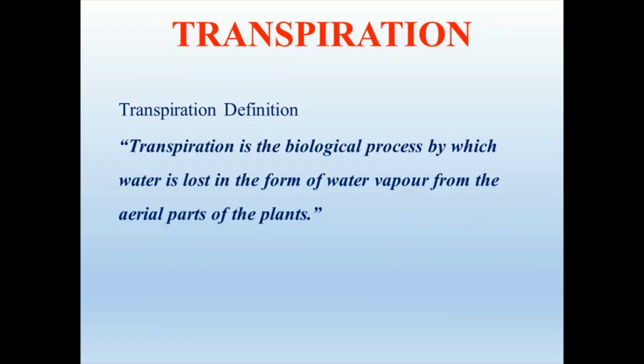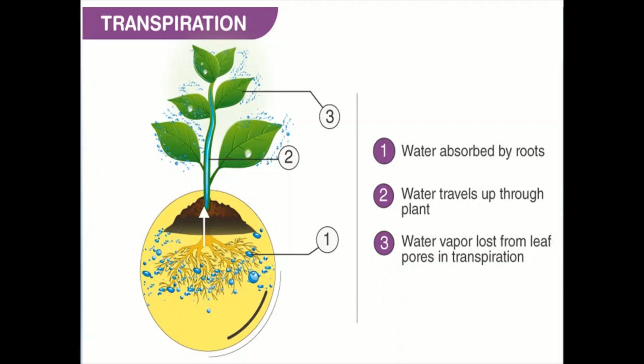Let us define transpiration. Transpiration is the biological process by which water is lost in the form of water vapor from the aerial parts of the plant. As you can see, children, this is a plant. Water is absorbed by the roots of the plant. It is conducted to the stem by a vascular tissue called xylem. The water reaches the leaves of the plant. The leaves have tiny pores called stomata, through which the water is lost in the form of water vapor, which is called transpiration.